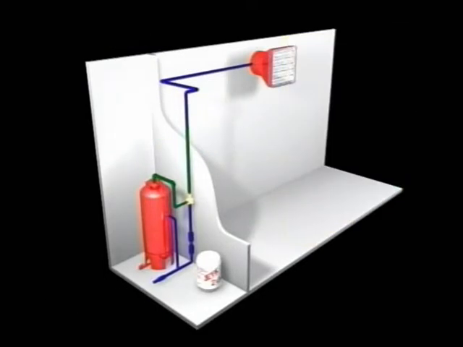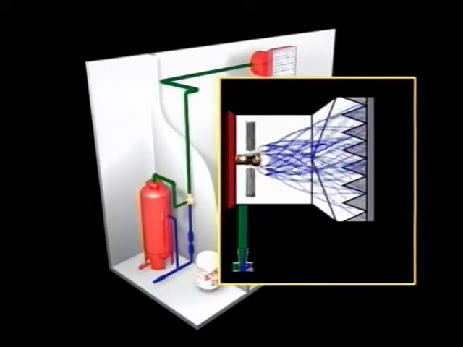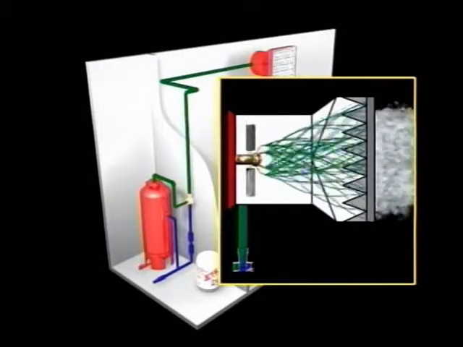The foam solution is routed from the proportioner outlet to one or more high expansion generators located in the hazard area. Within the foam generator, rotating nozzles spray the solution onto a perforated screen in a circular pattern. Simultaneously, the water-driven fan blows a high volume of air onto the same screen, producing the expanded foam. This expanded foam extinguishes fire in four ways.